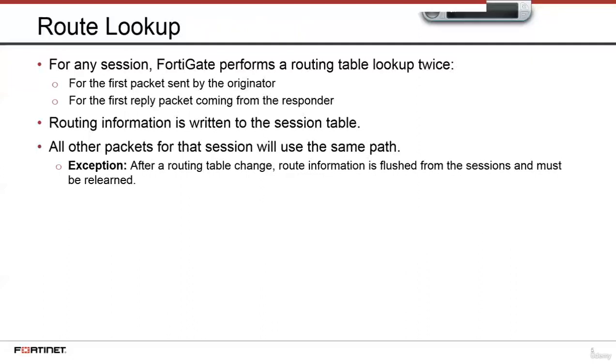So all packets that belong to the same session follow the same path, even after a change in the static routes. However, there is an exception to this rule. If there is a change in the routing table, FortiGate removes the route information from the session table. Then it makes additional routing table lookups to rebuild this information.